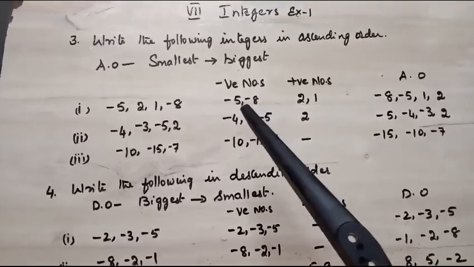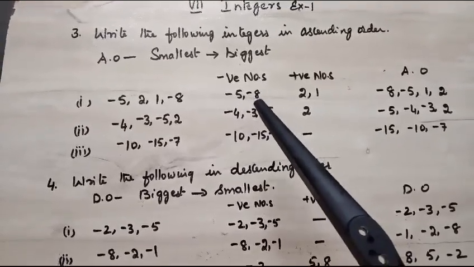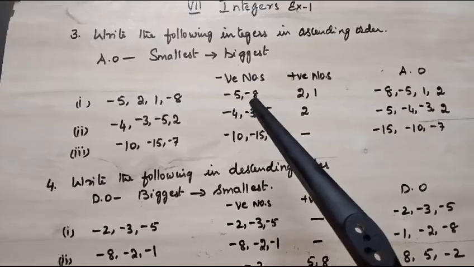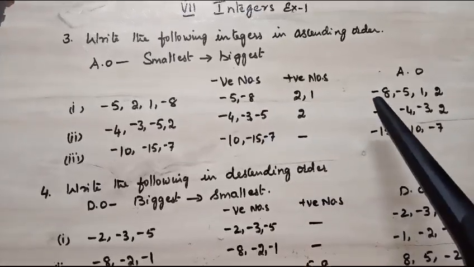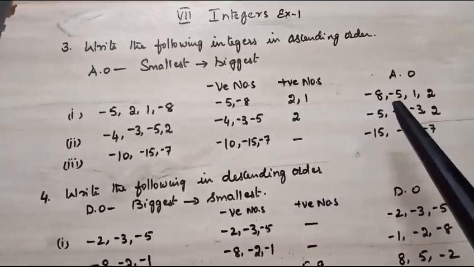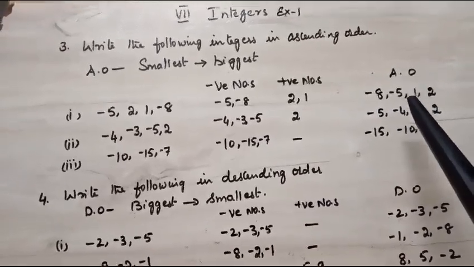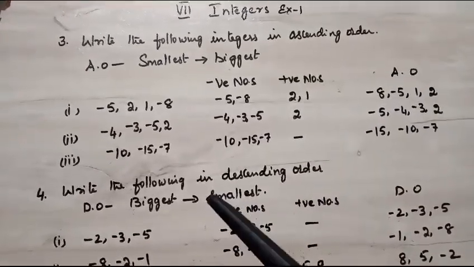So these are -5, -8. As -8 is farther from 0, we will write -8 as the smallest one, then -5, then the positives, which we already know, 1 and 2. This is the ascending order.